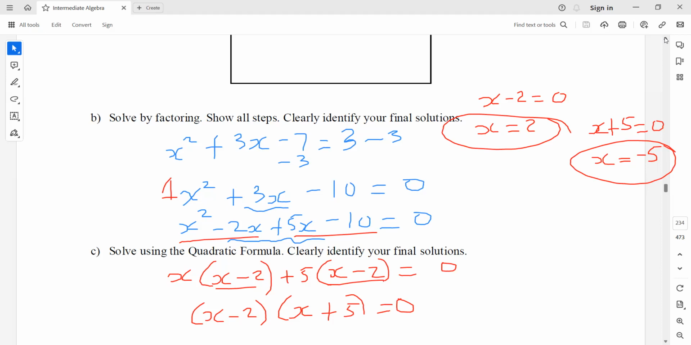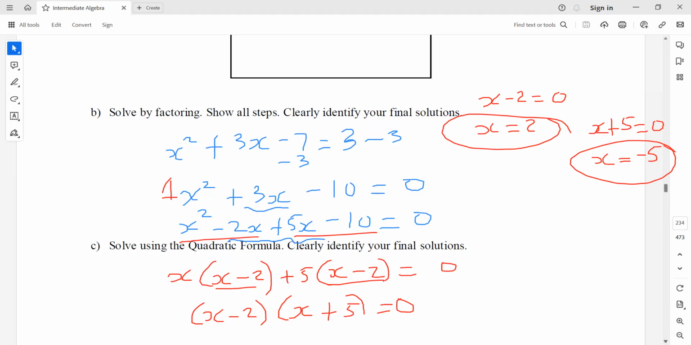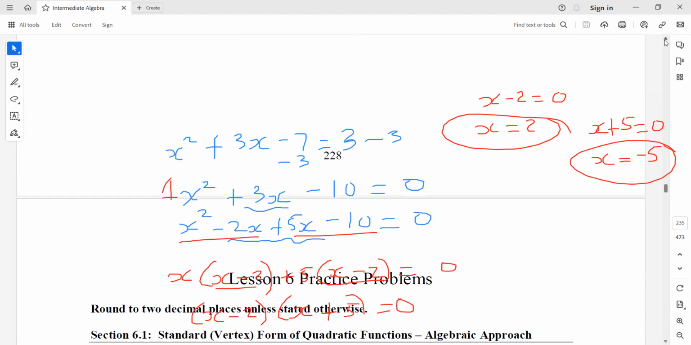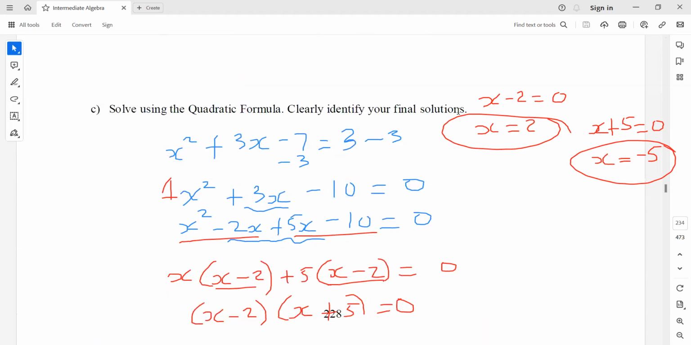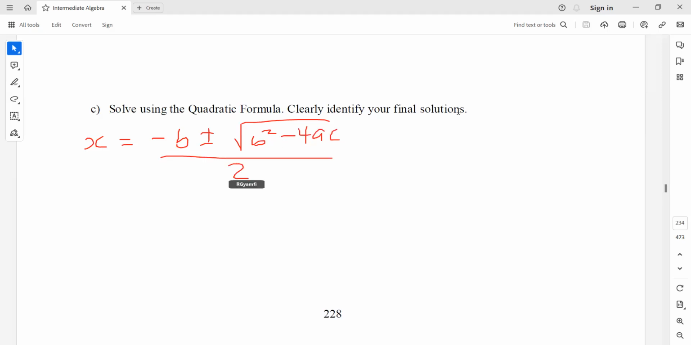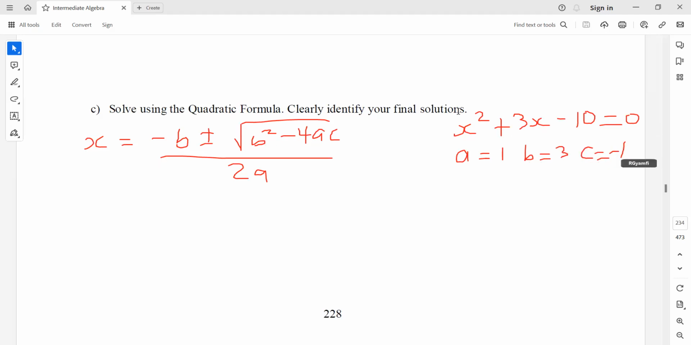All right, what about the last one? Using the quadratic formula. What about using the quadratic formula? So when you use the quadratic formula, I'm going to write the quadratic formula. x equals negative b plus or minus the square root of b squared minus 4ac, all over 2a. Now, our function is x squared plus 3x minus 10 equals 0. So a is 1, b is 3, c is negative 10.